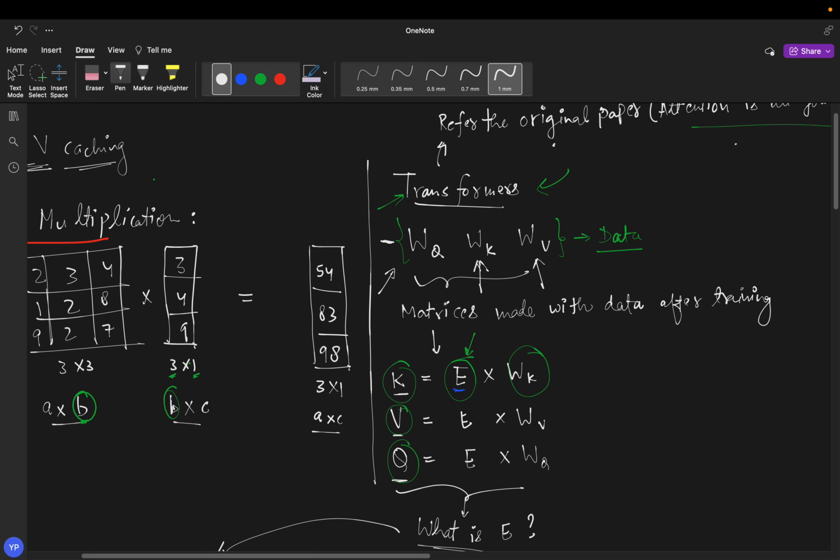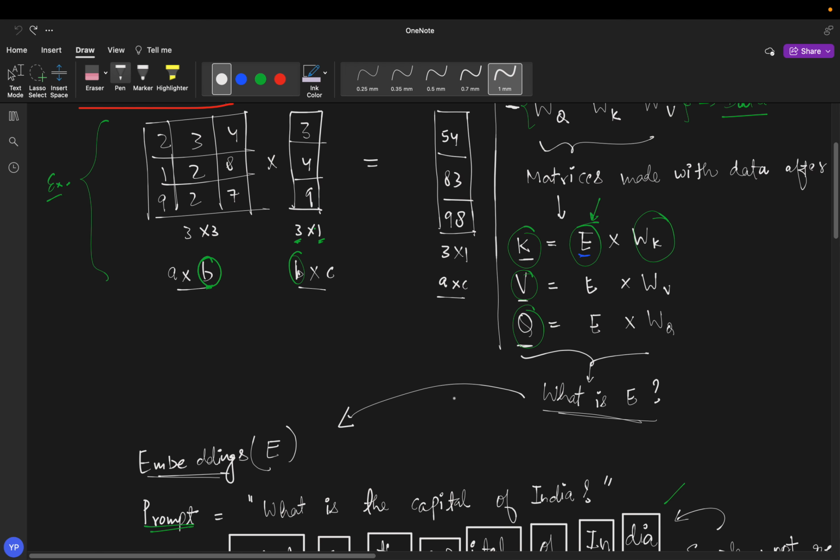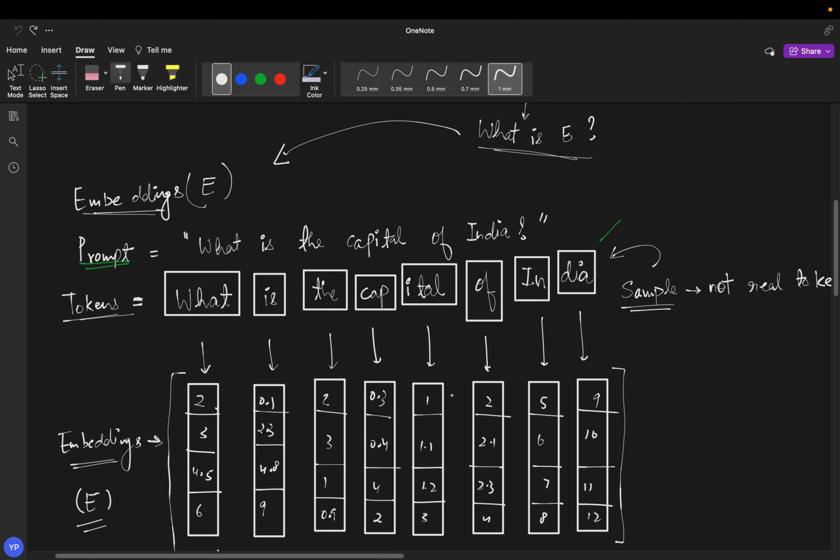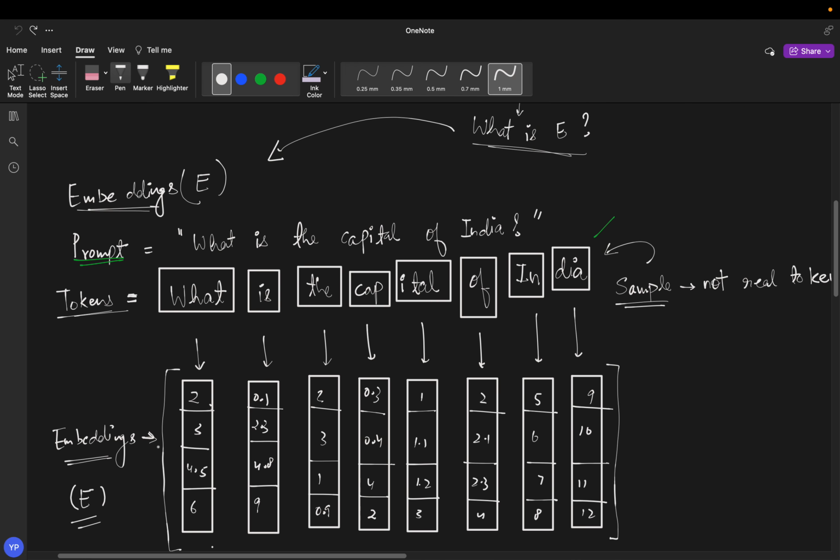Right, how do we compute these? We use the original matrices which we've developed from the data, and we multiply those with the embeddings. Right, the embeddings, what is an embedding? An embedding is nothing but a vector, you can say a bunch of numbers, which we've generated for a particular token.